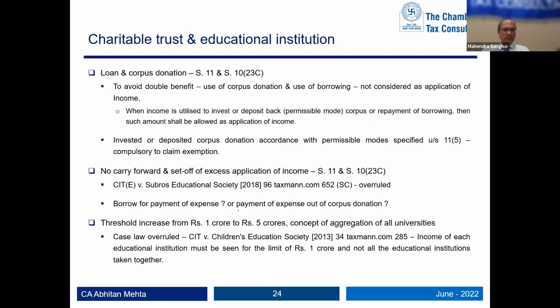So we just saw that if you make that expense out of your corpus or borrowings, that is not allowed. So if you are coming into a loss situation, analyze whether you can borrow and make that expense, or use your corpus to make that expense. Next year, when you replenish your corpus or repay the borrowing and you have a profit, this would be considered as application of income.